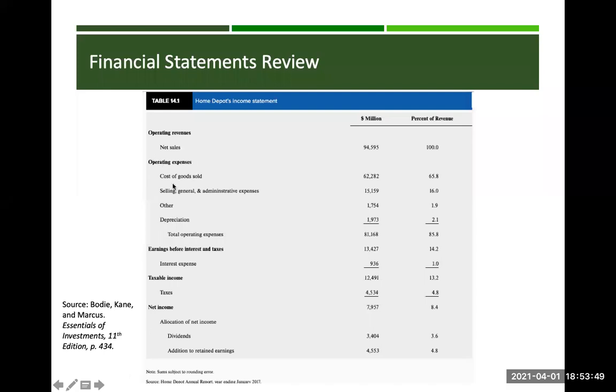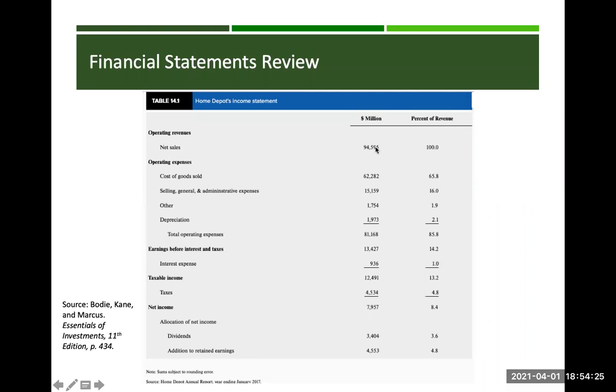So in Home Depot, here's their income statement, and this goes all the way through. I was able to fit this whole one on the page. It's not true for the others. They have net sales, net of sometimes some contra revenue items, returns. Then cost of goods sold, SG&A, selling, general, and administrative, other, and the depreciation. Okay, total operating expenses.